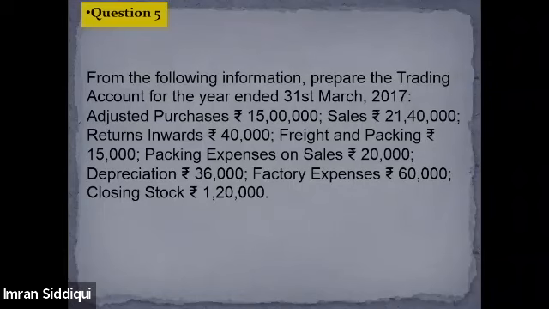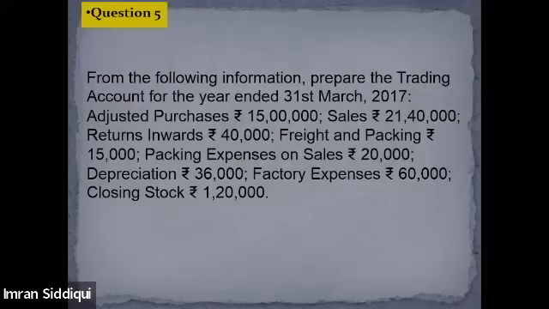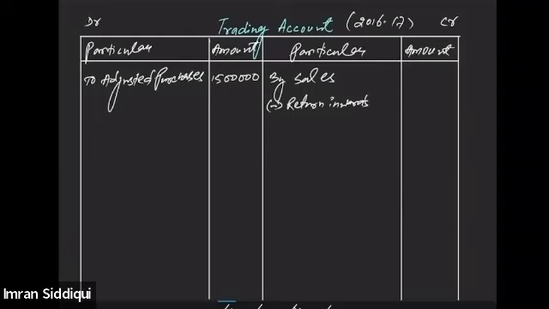Then we have the value of the sales, 21 lakh 40,000, by sales. But as I told you, sales is always written after adjusting the return inward. So return inward will be subtracted. Value of the sales was 21 lakh 40,000 and return inward is 40,000. The total value of the sales will be 21 lakh.